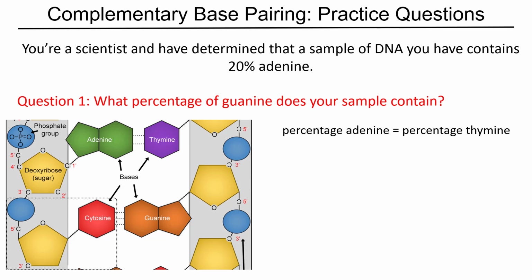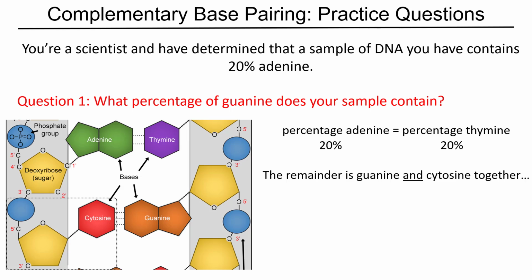So the percentage of adenine in our DNA sample is going to be equal to the percentage of thymine in our DNA sample. The question gave us 20% adenine, and thus we know there's 20% thymine, because for every adenine, there's going to be a thymine making a complementary base pair with it. So adenine and thymine together are 20% plus 20%, so 40% of our DNA sample is adenine or thymine, A or T.